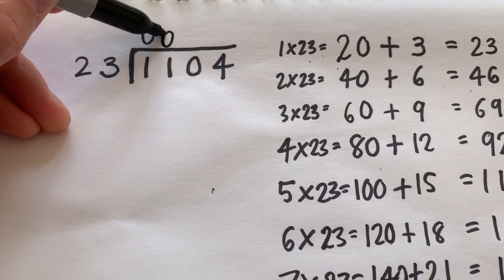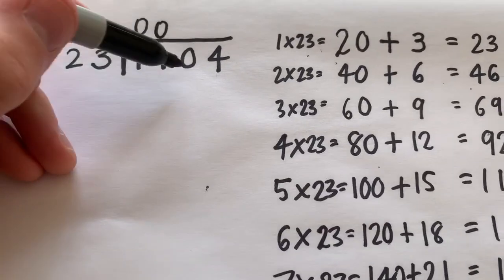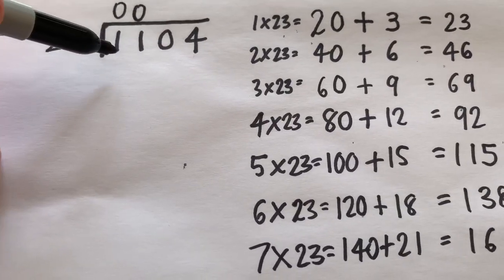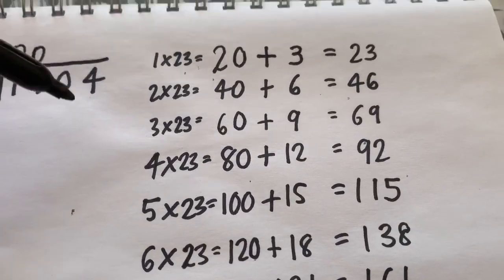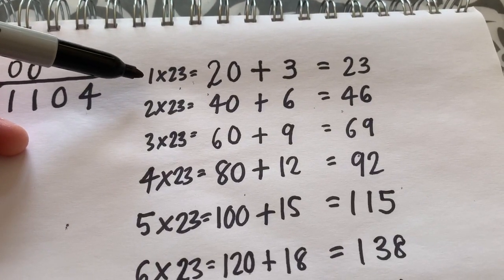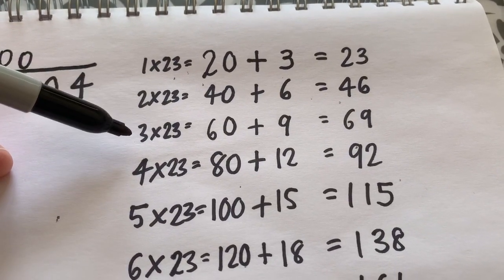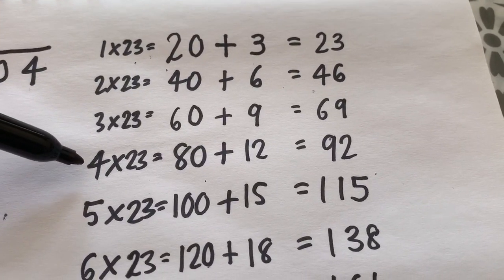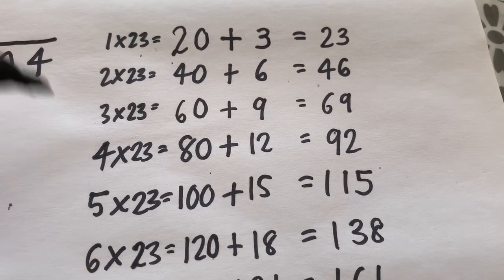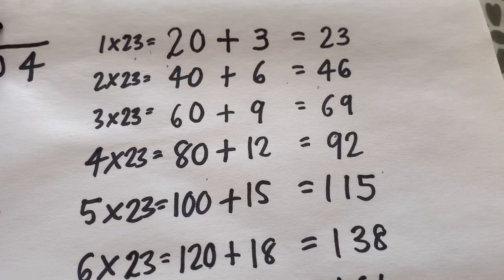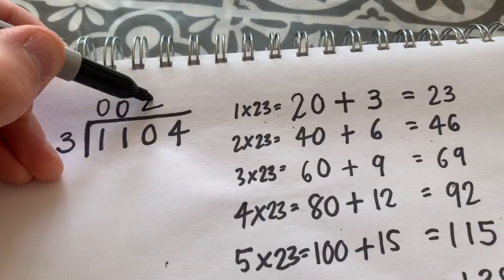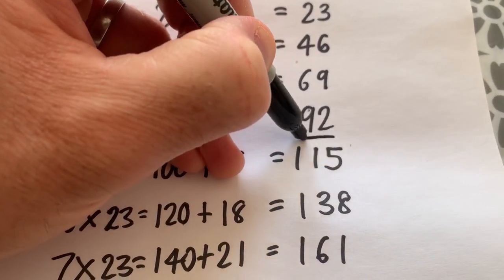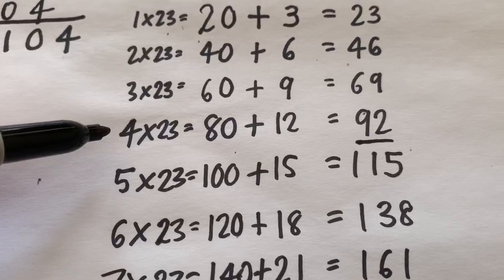Again, the answer is 0. We can't fit 23 into 11. So now we consider these three digits together to create 110. How many times does 23 go into 110? So we come across to our fact box. 1 time is 23, 2 times 23 is 46, and so on. To get to 110, we can get 23 in 4 times. Our answer goes on top.